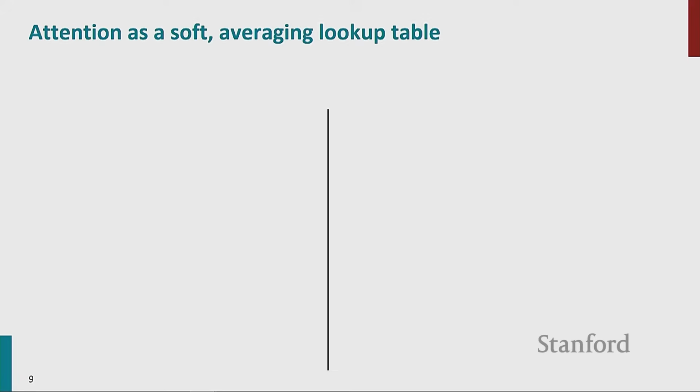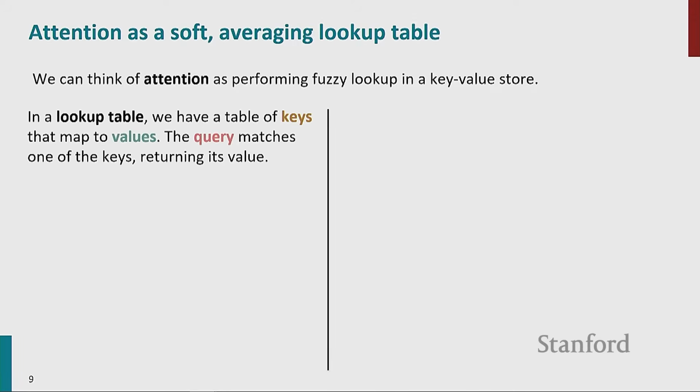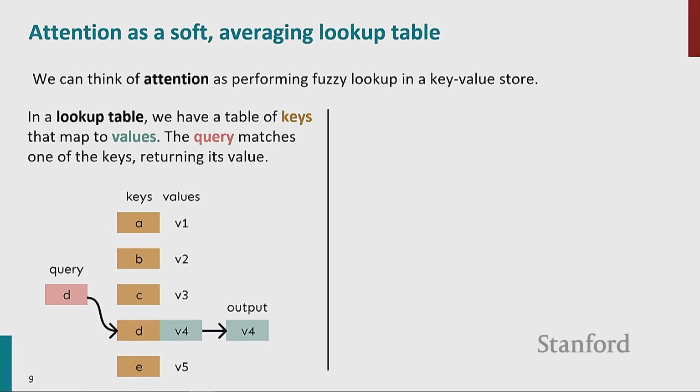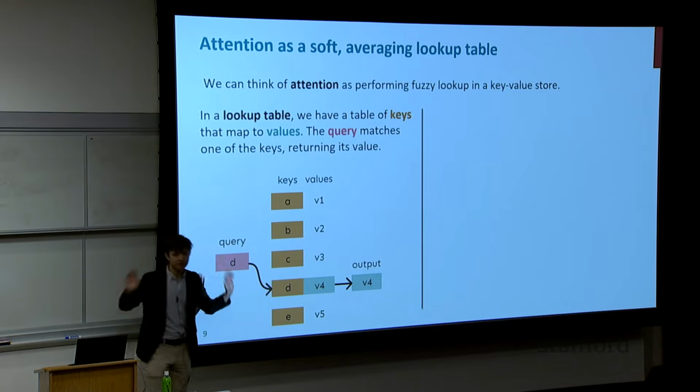OK. So let's think more deeply about attention. One thing that you might think of with attention is that it's performing a kind of fuzzy lookup in a key-value store. You have a bunch of keys, a bunch of values, and it's going to help you access that. In an actual lookup table, just like a dictionary in Python, very simple, you have a table of keys that each map to a value, and then you give it a query, and the query matches one of the keys, and then you return the value. So I've got a bunch of keys here, and my query matches the key, so I return the value. Simple, easy. OK, good.